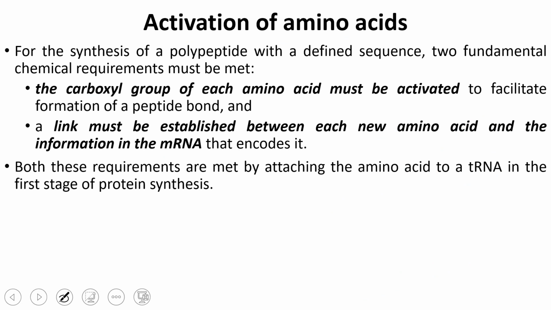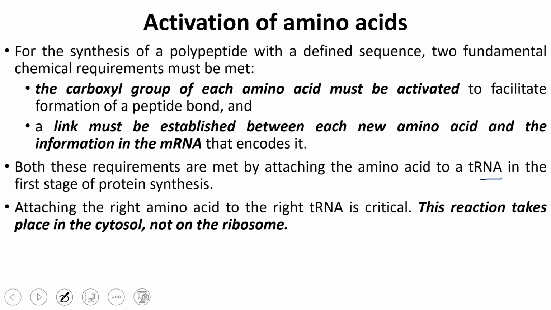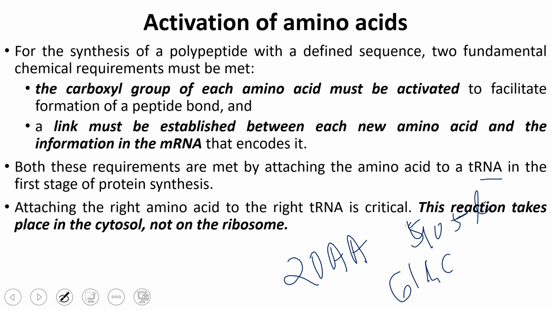So both these requirements जो हम ये भी पढ़ रहे हैं, are met by attaching the amino acid to a tRNA in the first stage of protein synthesis. Attaching the right amino acid to the right tRNA is very, very critical. कि सही, हमारे पास 20 अमीनो एसिड हैं, 61 तरह के जेनेटिक कोड्स हैं, एंड रफली 40 to 50 टीआरएनए है. अब इस 20 अमीनो एसिड को 40 टीआरएनए पे लोड करना according to these 61 genetic codes. तो यहाँ पे बहुत क्रिटिकल पॉइंट्स होता है कि आपको सही टीआरएनए पे सही अमीनो एसिड लोड हो according to the सही जेनेटिक कोड्स.